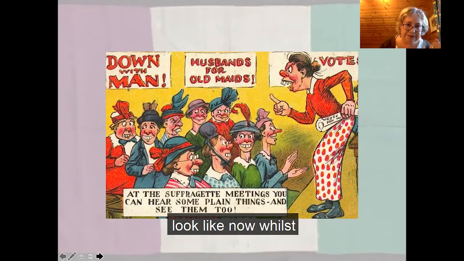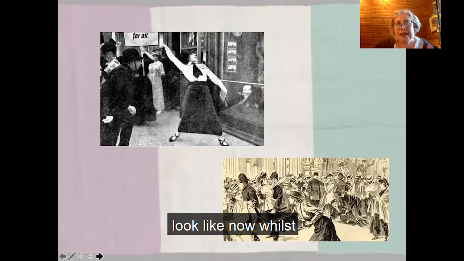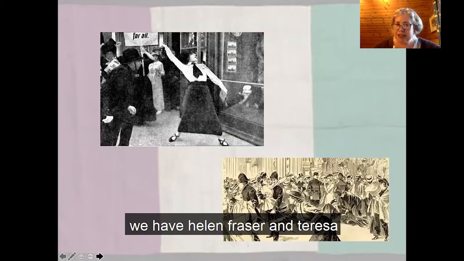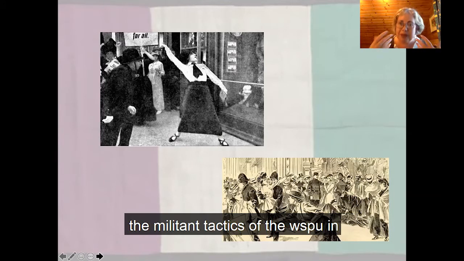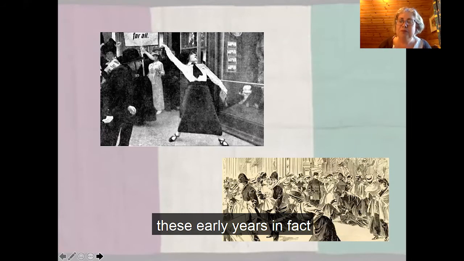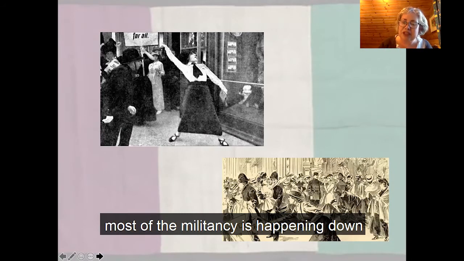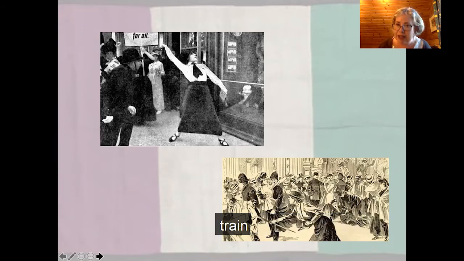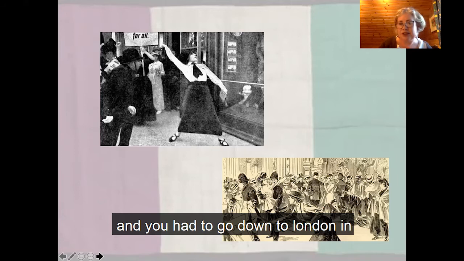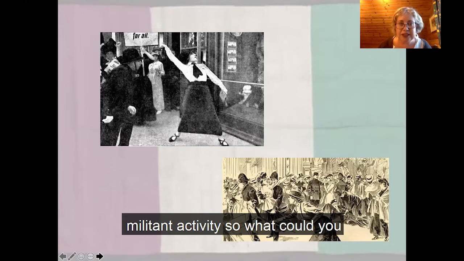look like. Now, whilst we have Helen Fraser and Teresa Billington travelling around the country and building up support for the militant tactics of the WSPU, in these early years, in fact, most of the militancy is happening down in London. So if you were a Scottish suffragette, you actually had to get on a train and you had to go down to London in order to get involved with some militant activity.